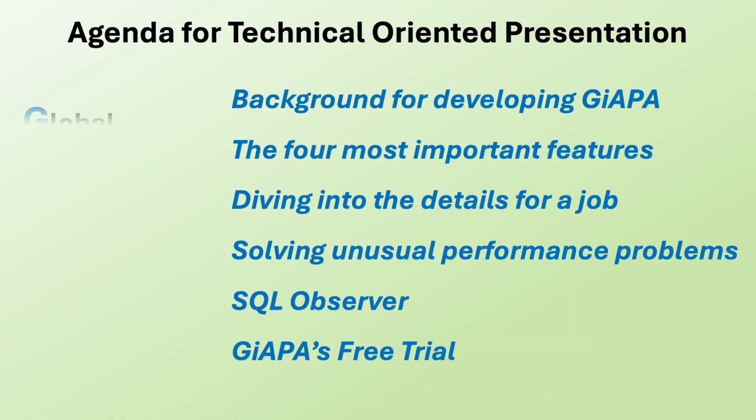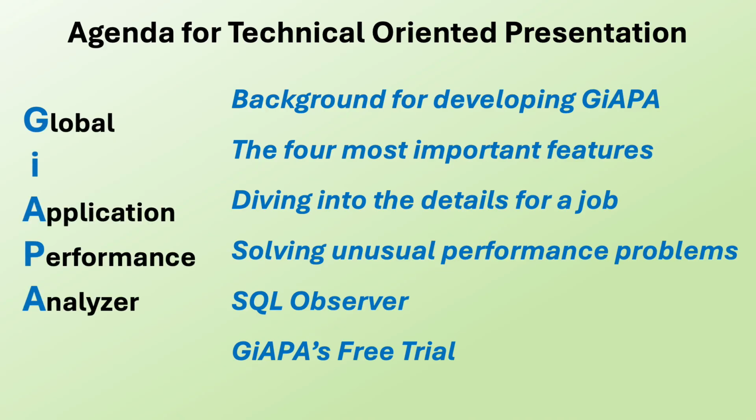GiAPA is an acronym for Global Eye Application Performance Analyzer, which exactly describes what GiAPA is: a tool for analyzing the performance of your applications, not the hardware. We leave that to IBM. This technical-oriented presentation will also reveal some of the unusual techniques used when creating GiAPA.